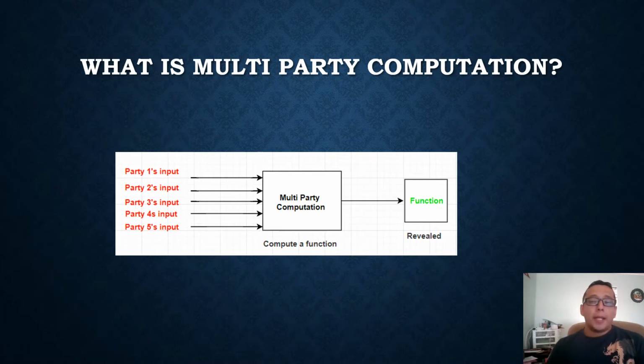Okay, here is a graphical representation. All the inputs, which are again the secret shares, go through a black box, which is the multi-party computation, and then we compute a function which is public, or revealed to all players or parties.